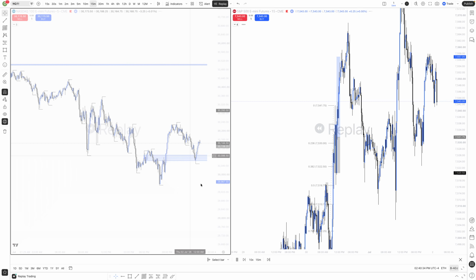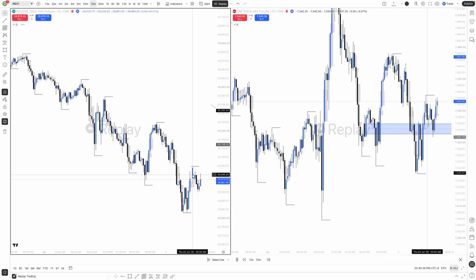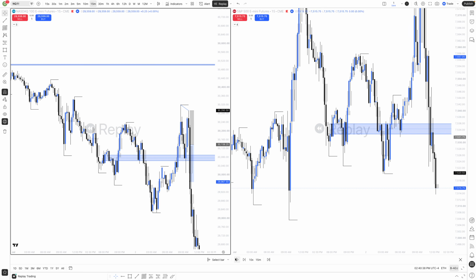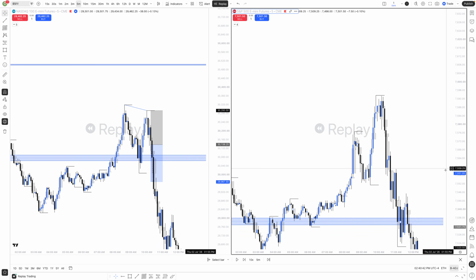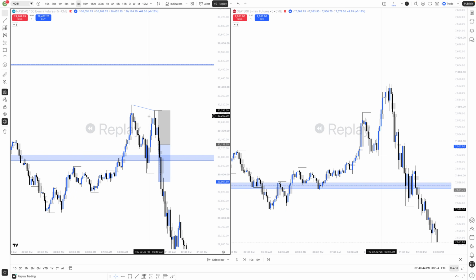Let's speed this up. I did not trade this, but if I would have, this would have been motion. I do not trade non-farm payroll days, but this non-farm payroll day was very clear, very good bias.